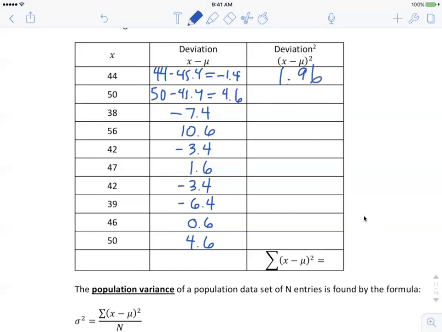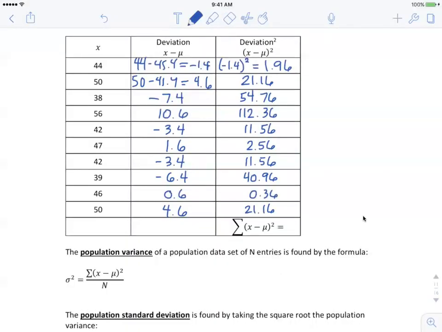4.6 squared, 21.16. Right. When I'm doing this, if I see a negative, I don't even put it in the calculator. I'm just doing 7.4 squared. I just know it's going to be positive, right? So that's 54.76. So again, if you want to practice this, try it on your own and then check your answer. I'm going to pause it again and then do them. Okay, so there are my squared values. I hope those are correct, and that's what you got if you were doing it.